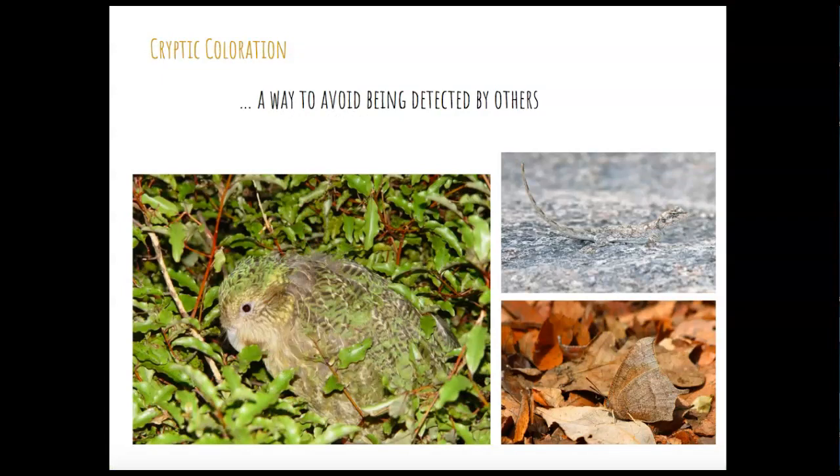Cryptic coloration is the opposite side of the spectrum. So this would be more like camouflage. It's a way to avoid being detected by others. So up in the top right, we have a lizard who blends in very well to the rocks in his habitat. We have a small bird that blends in well to the leaves in its environment, and then we have a moth that looks very similar to the leaves on the ground in the environment in which it lives.